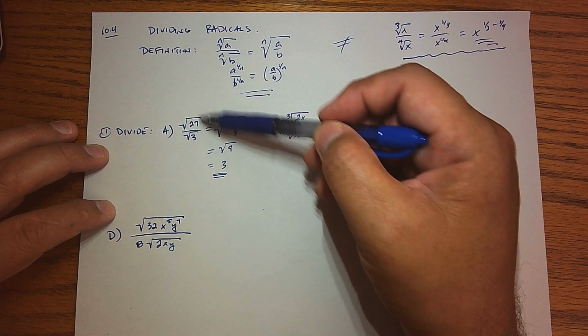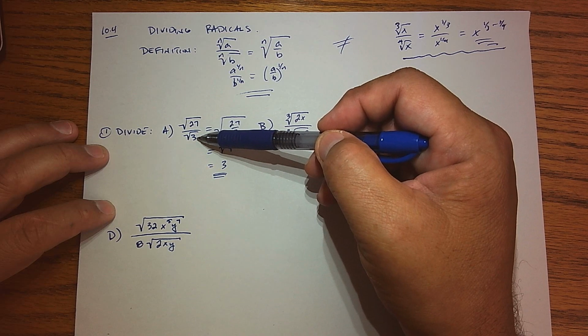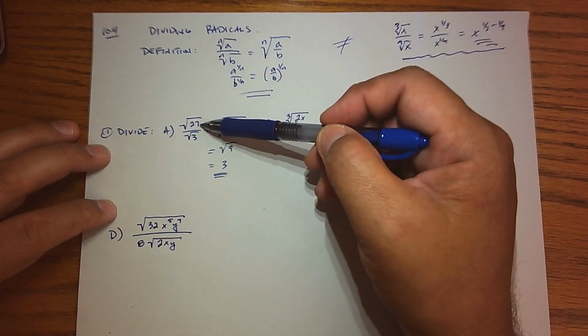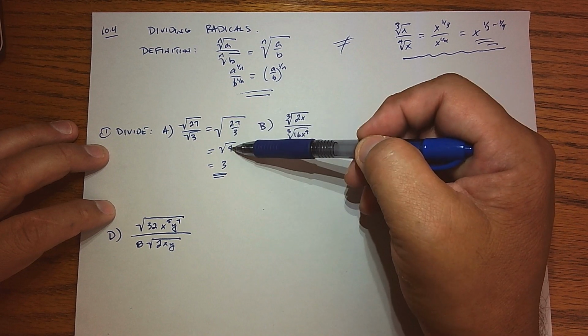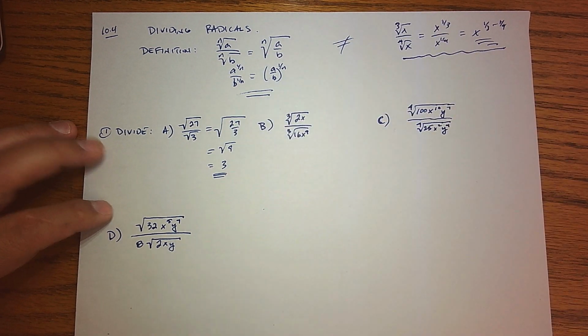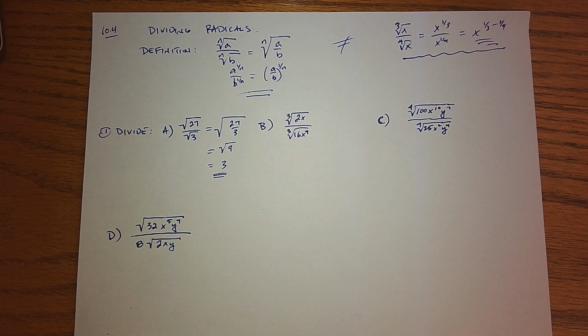Right now, it's hard to simplify that. The square root of 3 is not even a nice number. The square root of 27 is not a nice number, but by going through the process of division, we were able to create a nice number and then get rid of the radical. So in a sense, we simplified.